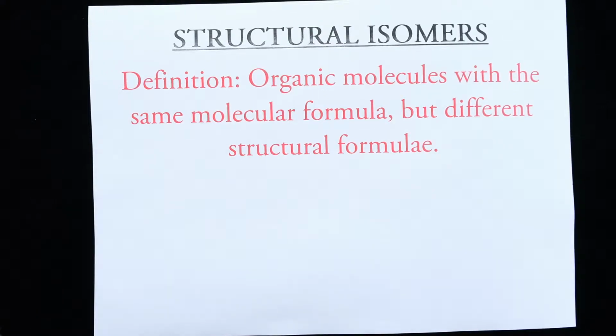In this video, we are going to look at structural isomers. There are three different types of structural isomers, and you must be able to distinguish between all of them. First of all, we need to know the definition very well. They are organic molecules which have the same molecular formula but different structural formula.